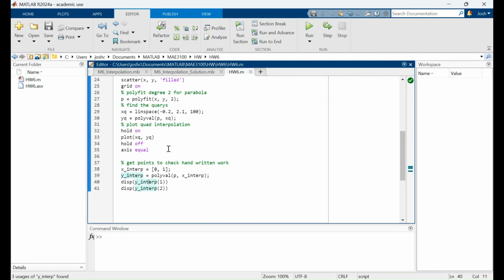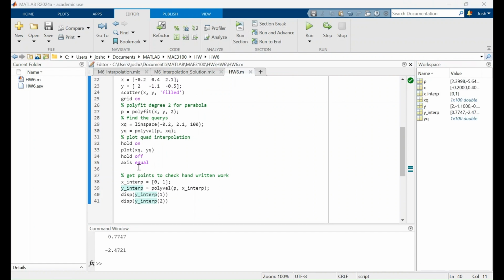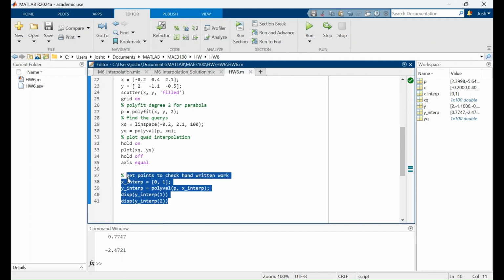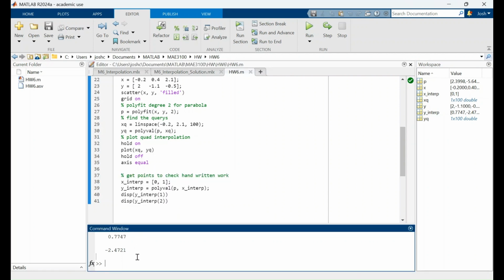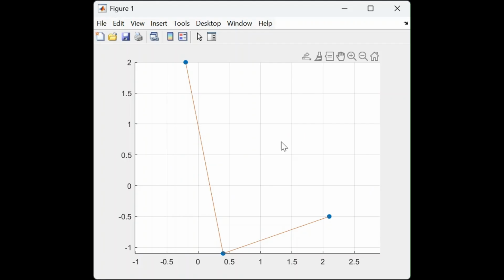Now I'm going to run this. And as you can see, same points, 0.7747 and negative 2.4721, just like we saw in my handwritten work. So I actually didn't even need to add this, I don't think. I just did it to check my work. You can ignore it if you like. But now I'm going to bounce over to our plots.